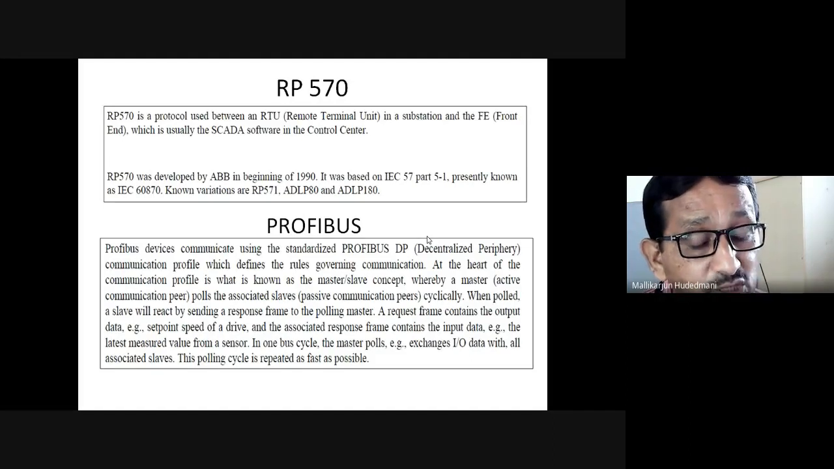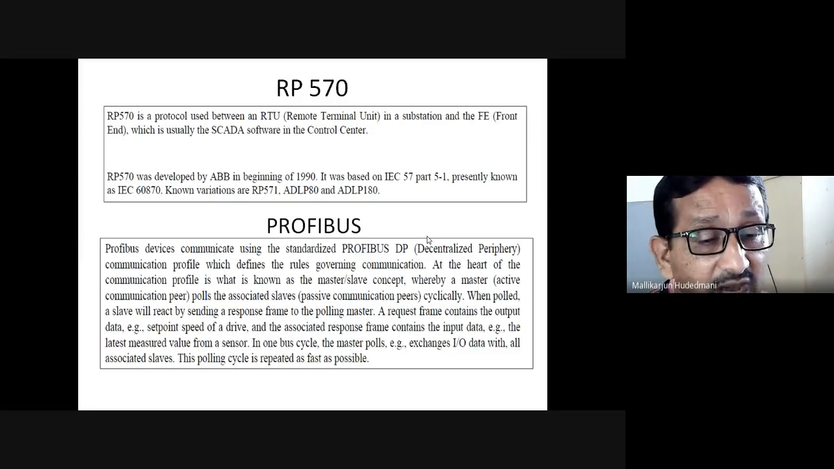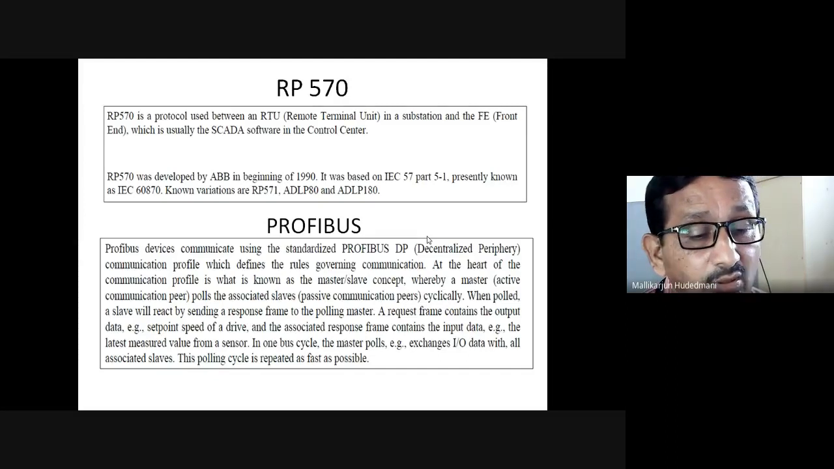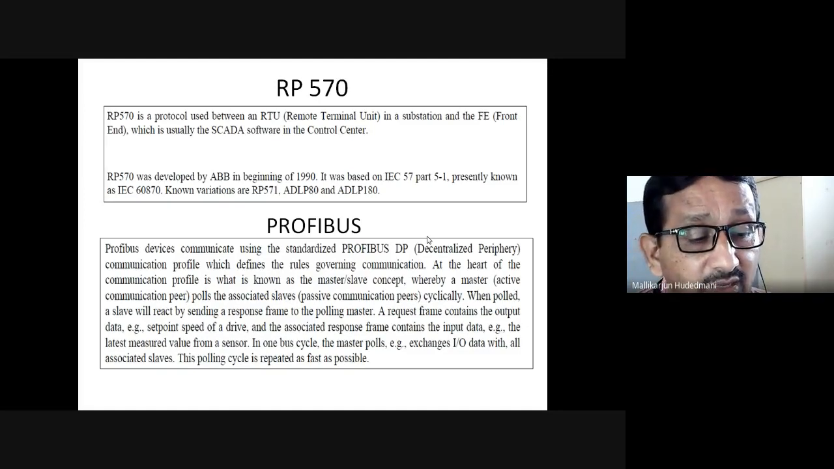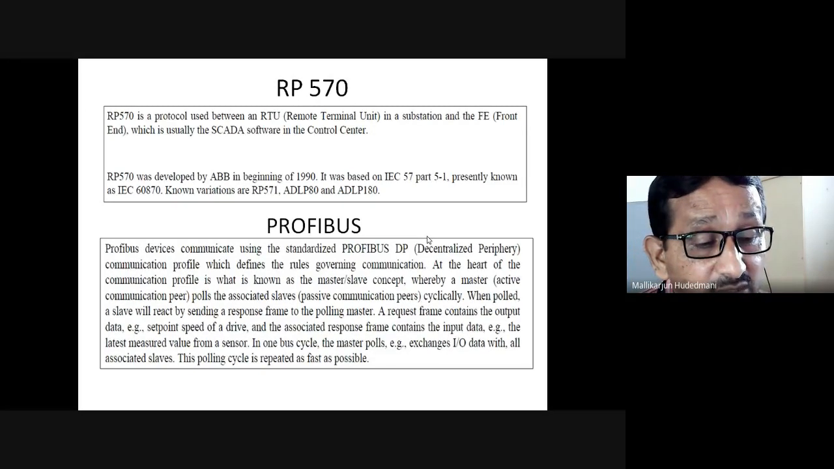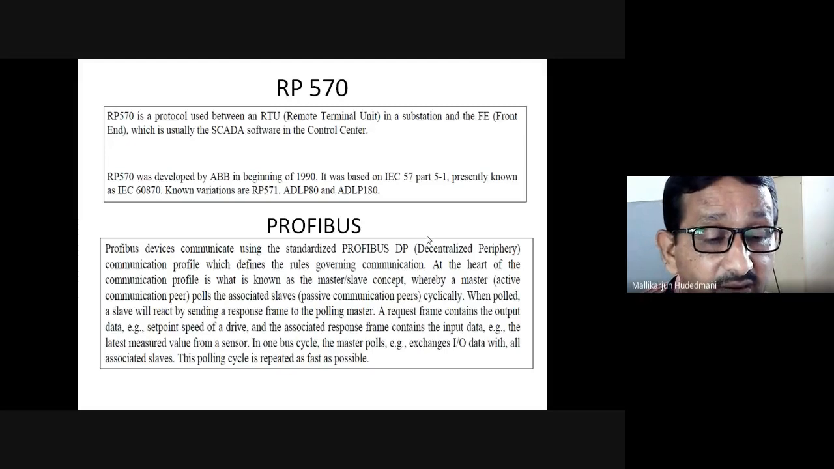So for those devices to communicate and interact, the protocol is the communication channel, which results in the syntax RP570. The exchanging capability with those devices is within the operational purview of substation-to-equipment only. RP570 was developed by ABB in the beginning of 1990, based on IEC 57.